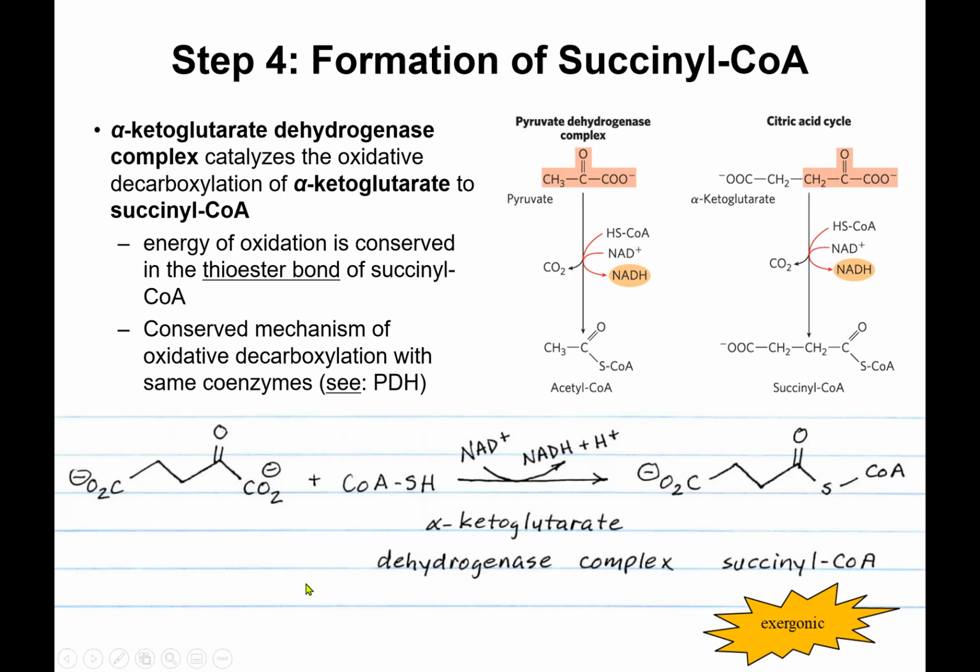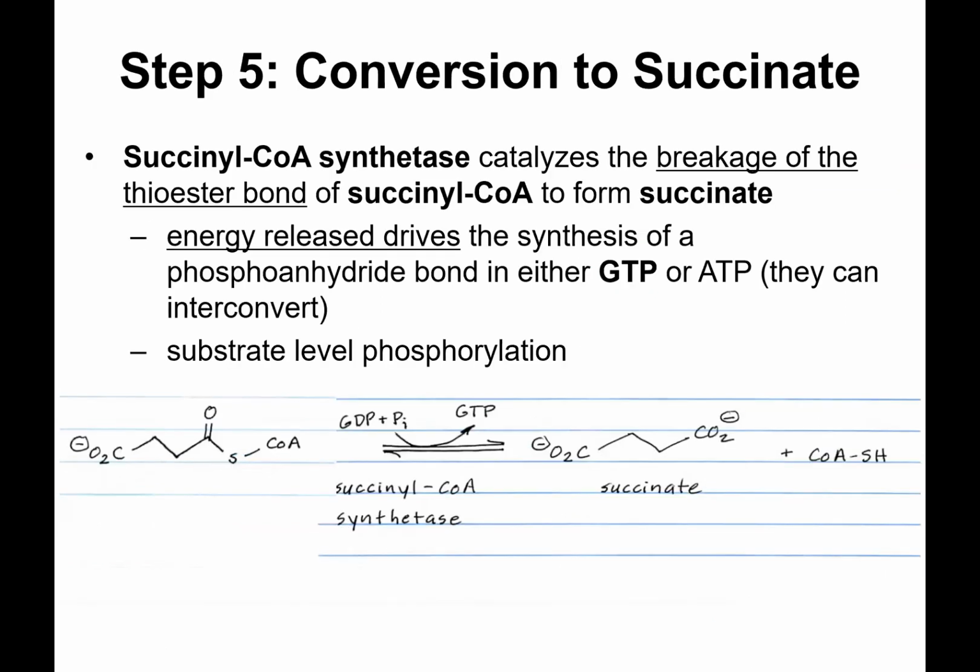Okie dokie. All right, so now we're down to this. We have this nice activated succinyl CoA compound. What's it going to do? It's going to make some GTP for us. Because why not? We're getting all these reduced electron carriers, we might as well get some GTP as well.